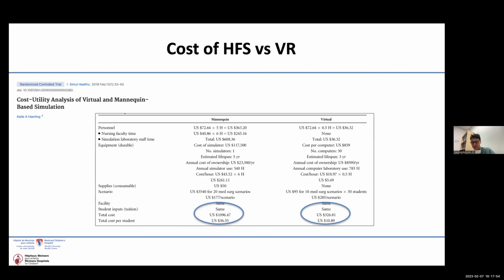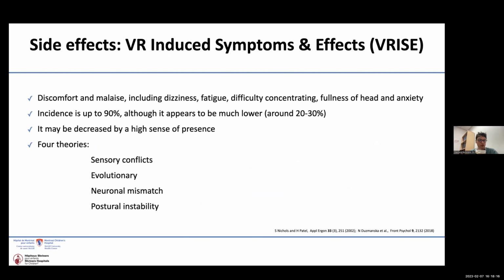So far, virtual reality has other advantages, which means that compared to high fidelity simulation, it appears to be less expensive. It costs about 1/4 of the high fidelity simulation, taking all the expenses together. However, there are also side effects.